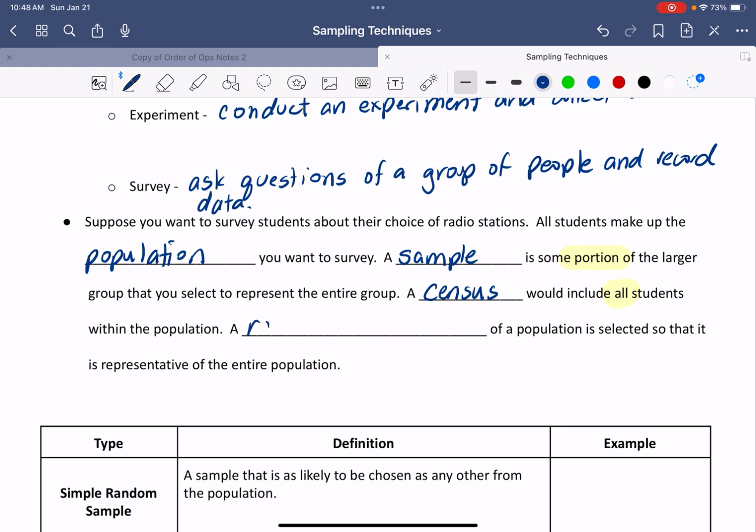A random sample of a population is selected so that it is representative of the entire population. So, for example, a random sample, it is random. I don't know who is getting picked out of the population, but it's going to be from, say, all the freshmen, sophomores, juniors, and seniors. I am not going to just sample freshmen out of this population. No, I want a random sample of the entire population of students, which would include freshmen, sophomores, juniors, and seniors.